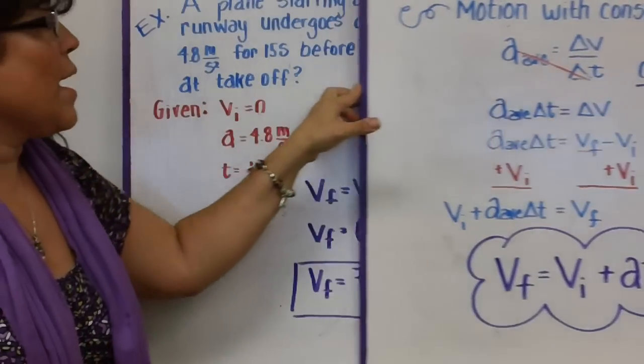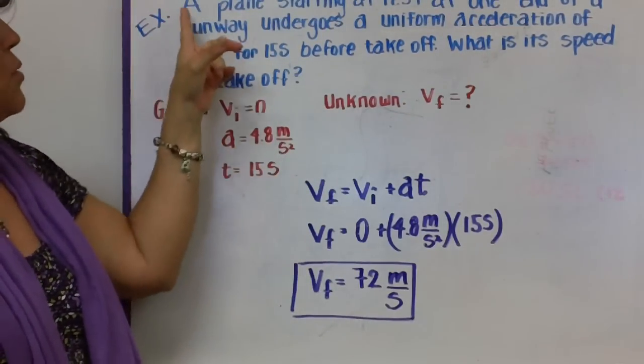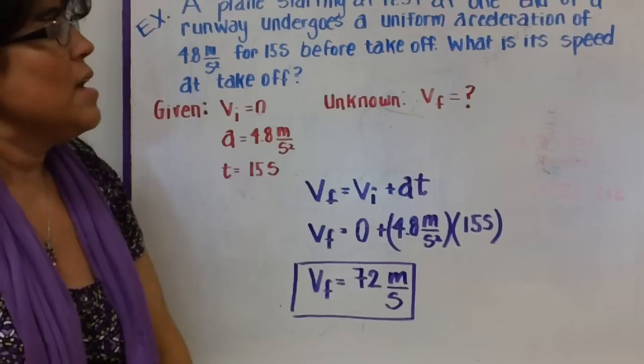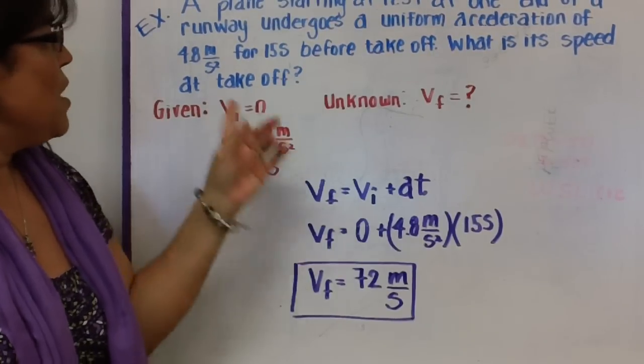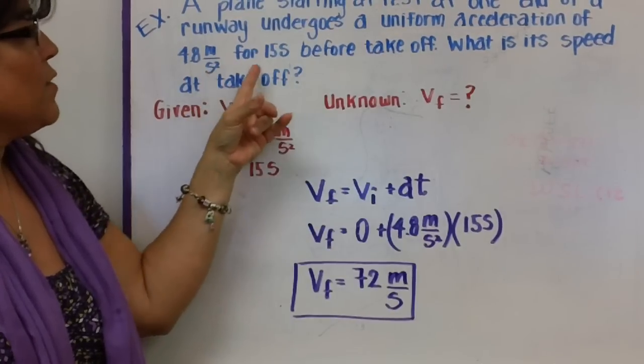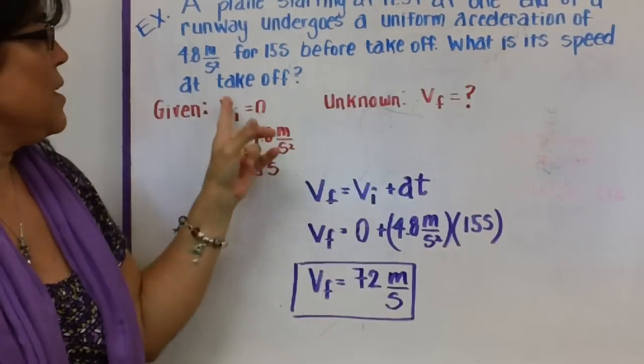Okay, so we're going to try working an example first. Okay, so our first example, we have a plane starting at rest at one end of a runway. It undergoes a uniform acceleration of 4.8 meters per second squared for 15 seconds before it takes off. What is its speed at takeoff?